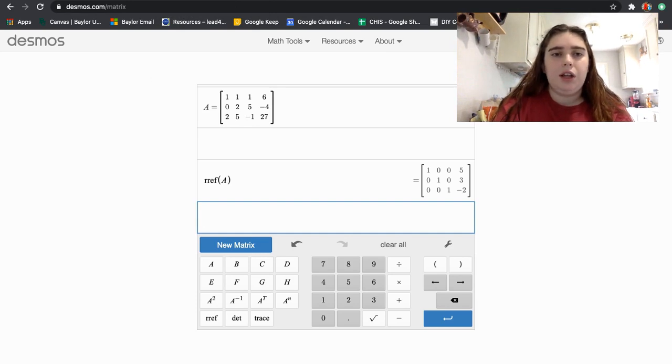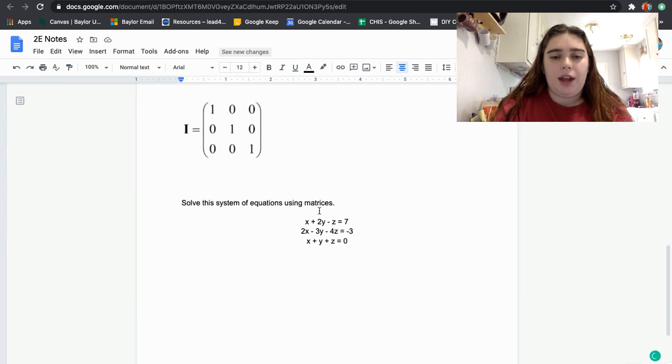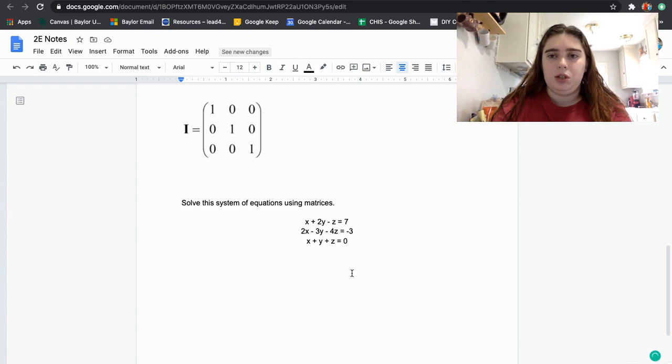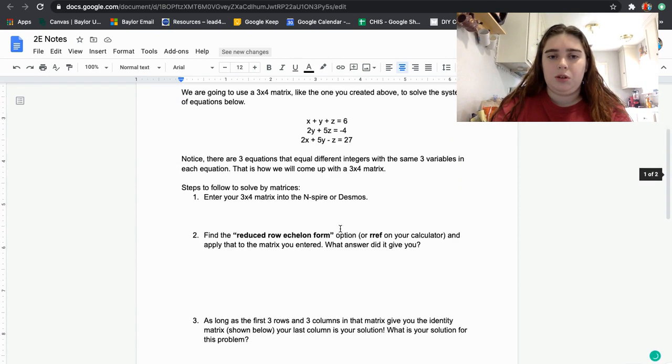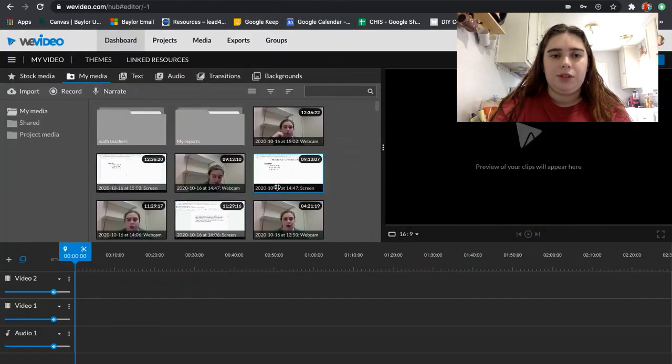Pretty easy, right? Okay, so after you finish that, go ahead and work out this next problem using a matrix in Desmos or Inspire to find the solution. Make sure you complete your notes and email a picture to Miss Riddell, and you'll have an exit ticket to complete after this. All right, and I will see you guys next time.